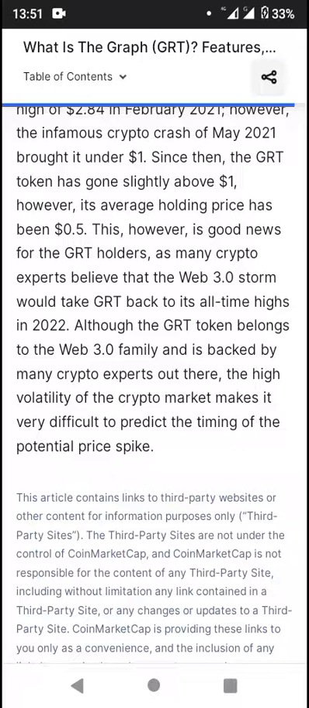Although the GRT token belongs to the Web 3.0 family and is backed by many crypto experts out there, the high volatility of the crypto market makes it very difficult to predict the timing of the potential price spike.